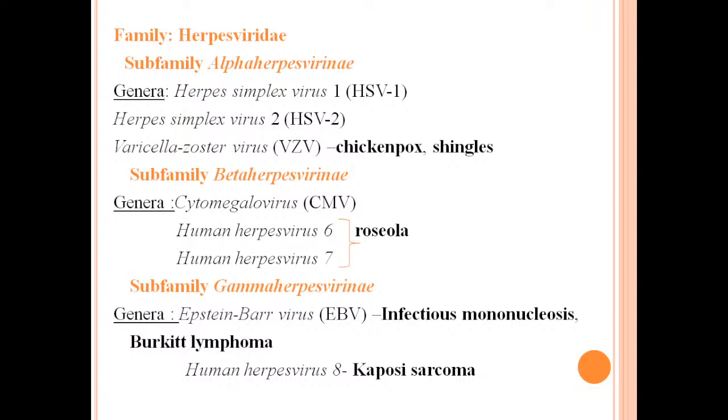And the last subfamily is Gammaherpesvirinae. It includes genus Epstein-Barr virus (EBV) that cause such diseases as Infectious Mononucleosis and Burkitt lymphoma. This subfamily also includes such genus as human herpes virus type 8 that cause Kaposi sarcoma. It is a type of cancer that occurs in immunocompromised patients.